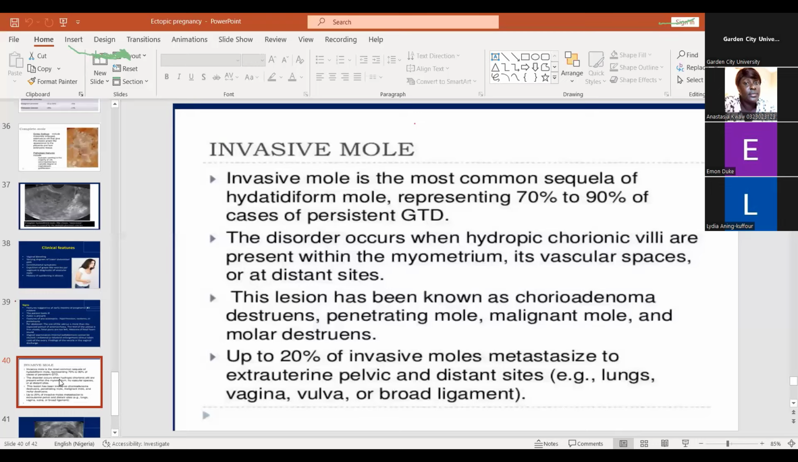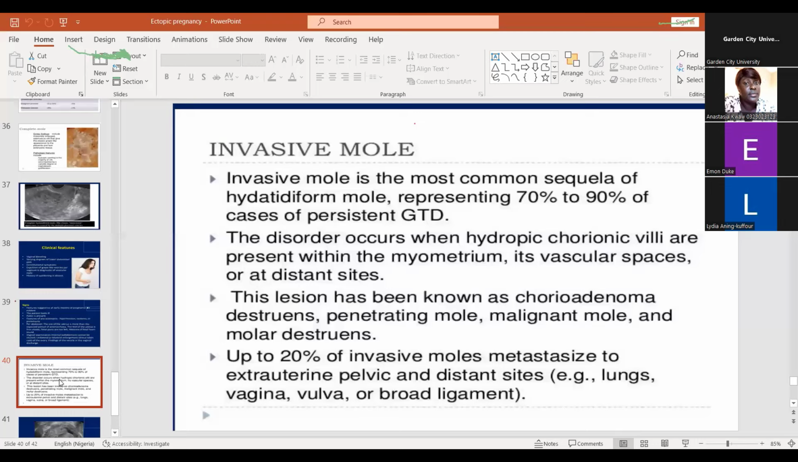The disorder occurs when hydropic chorionic villi are present within the myometrium. Hydropic chorionic villi. They are enlarged. They have something like water inside the villi, and these are present in the myometrium. It's vascular spaces or at distant sites. So you could see them, they could be in the vascular spaces or they could be at distant site, but they are found in the myometrium.